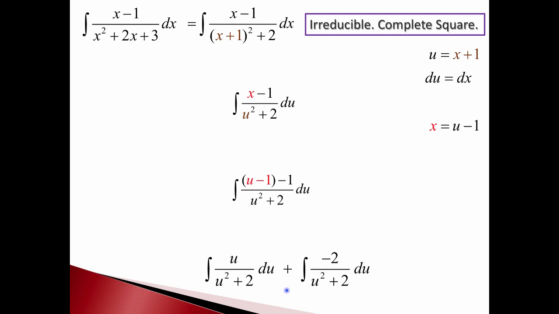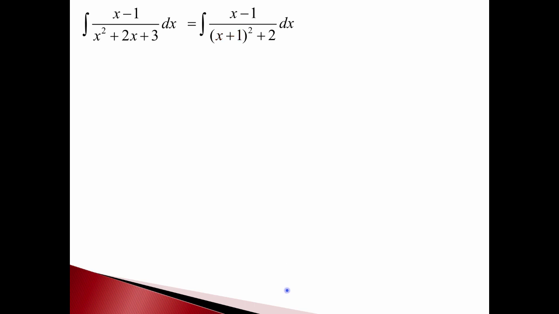So again, moral of the story: if you end up with an irreducible quadratic in the bottom, like it's already been partial fractioned, and a nice linear term above it, the trick is to complete the square, do u substitution, then break that thing up into two separate integrals with the u. So u over u squared plus 2 and negative 2 over u squared plus 2. The reason is these two integrals integrate differently.